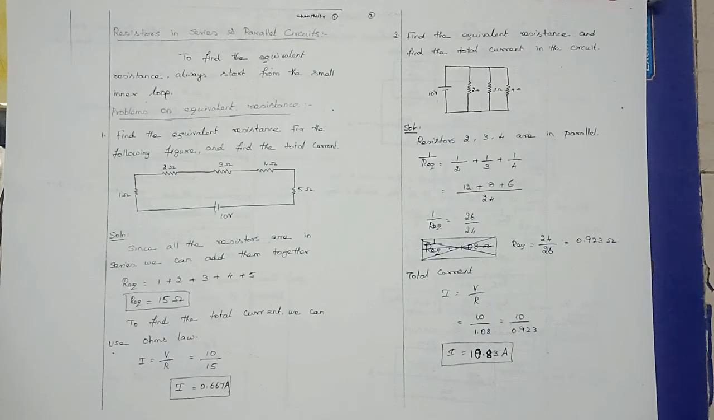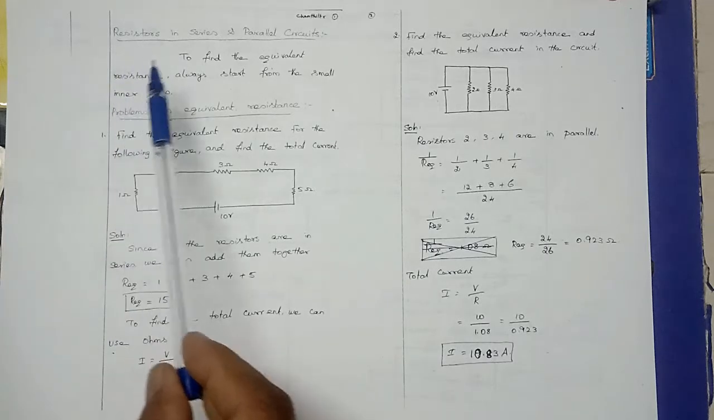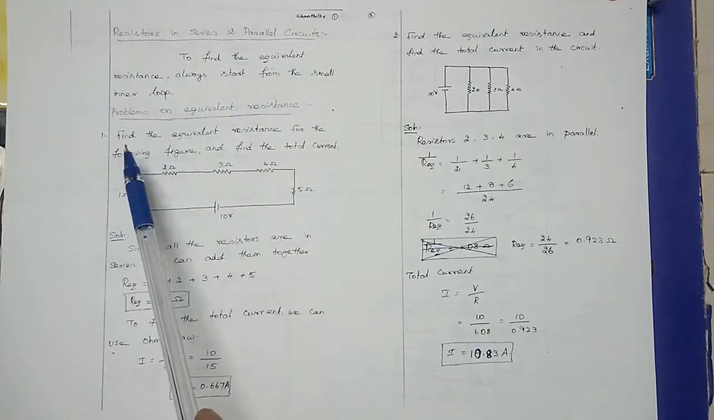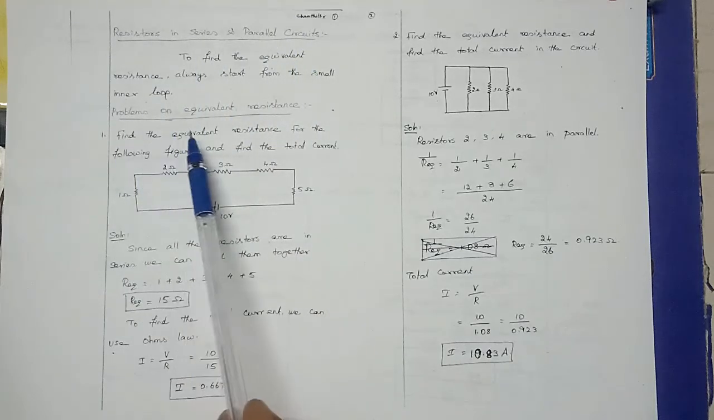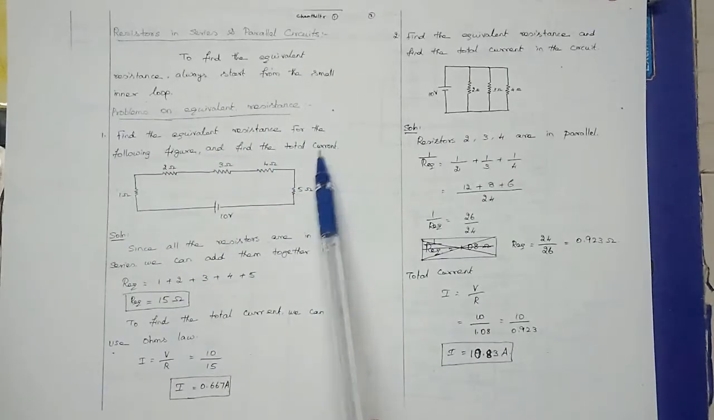Welcome again. In today's class we will be seeing how to find the equivalent resistance in series as well as parallel conditions. So you can see this problem. Find the equivalent resistance for the following figure and find the total current.